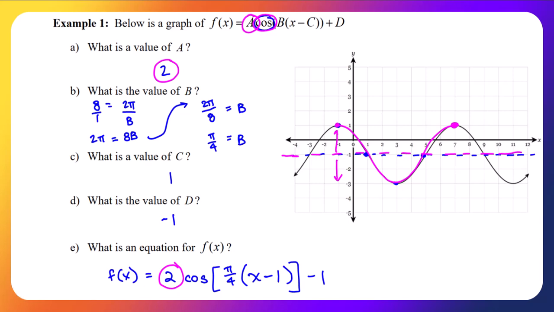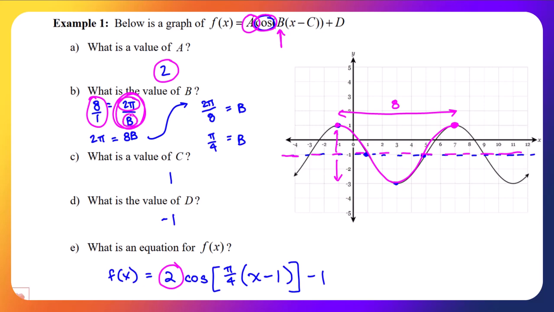For cosine, the period is from one high point to the other high point. And so if I go left 1 and right 7, this must be 8. Since the typical period for cosine is 2 pi, and B is our scale factor, 2 pi over B is what the new period is going to be. The new period is 8.